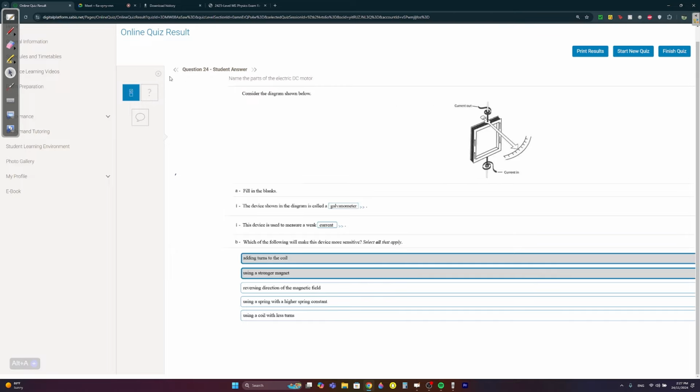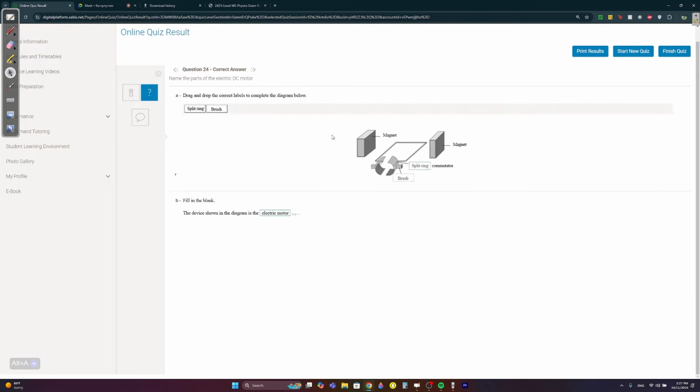Okay. 24. What do we label these? Obviously, this is the split ring, and these are the brushes. And what is this? This is called the DC electric motor, or electric DC motor. Just say electric motor. Don't be fancy. Just say electric motor.